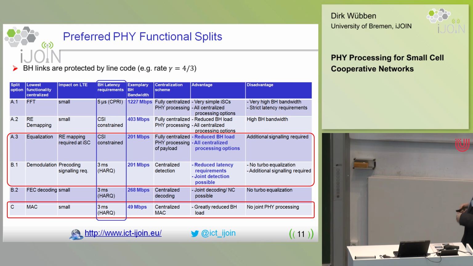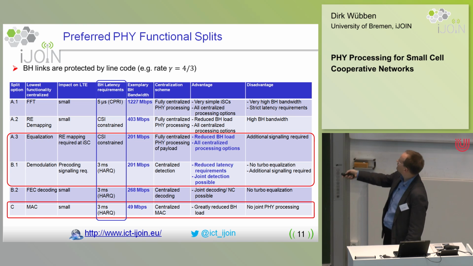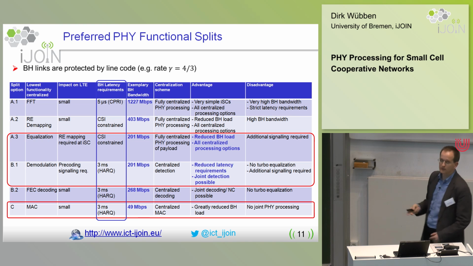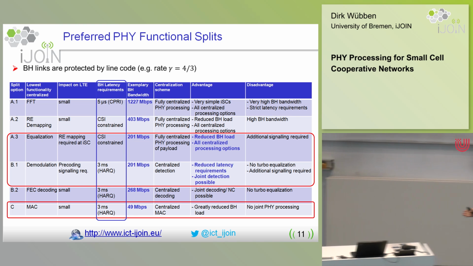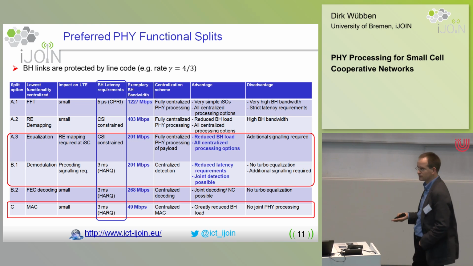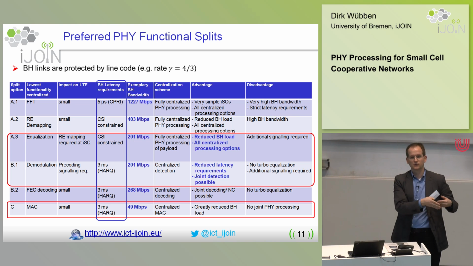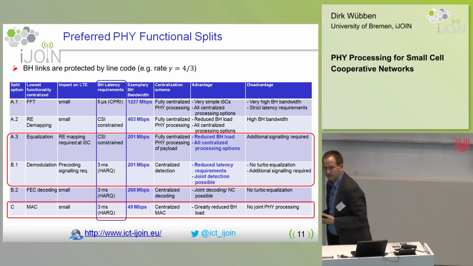This brings me to this intermediate summary, where we have compared all the different functional split options, A1 up to C. We see that we have a strong decrease in the backhaul bandwidth. You will see here that the numbers are a little bit higher than the numbers I showed you before, because here we also include the backhaul line code, which you always have to assume. The calculations on the previous pages were just for simplicity.